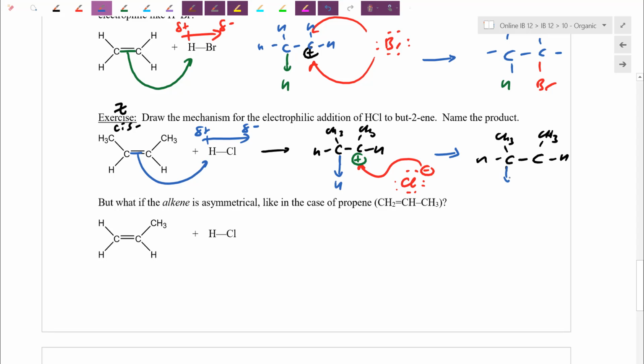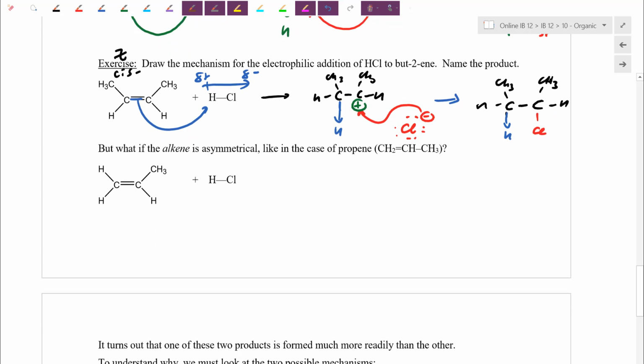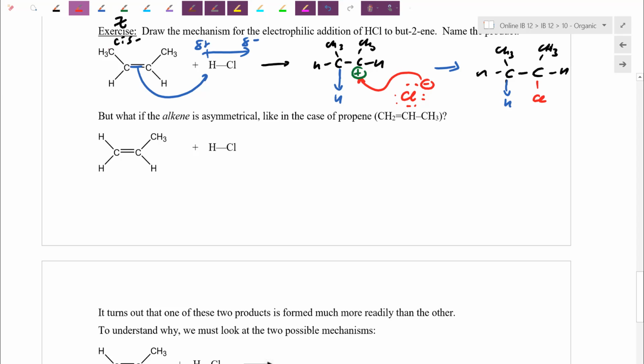Now, there's one last interesting note we're going to finish off with for this section. What if the alkene is asymmetrical, in this case like propene? Unlike the previous one, which is very even, where the carbon has a methyl group on both sides, this one has a methyl group on one side and a hydrogen on the other. Now, we have our propene. You could have said 1-propene, but it's the only place we can do it. Chemists are lazy. They just drop that one there.